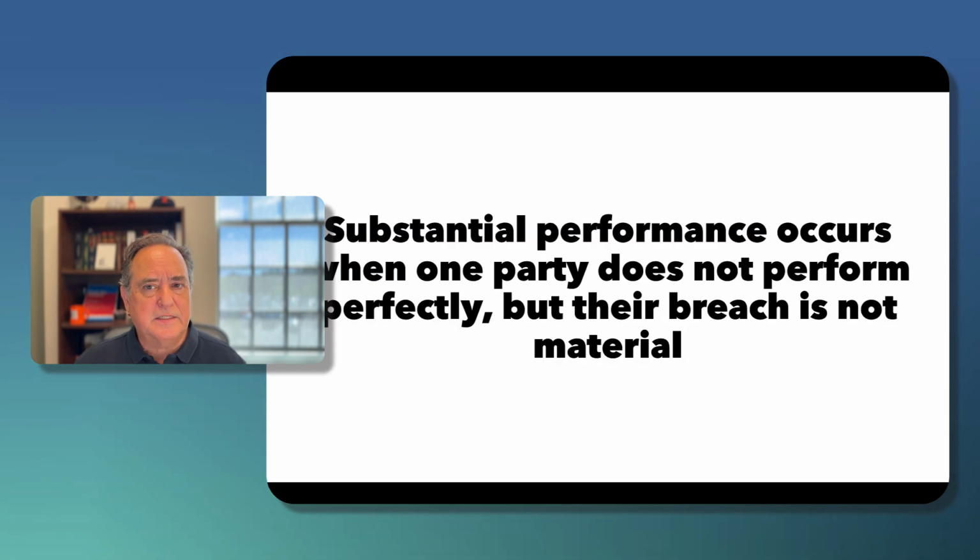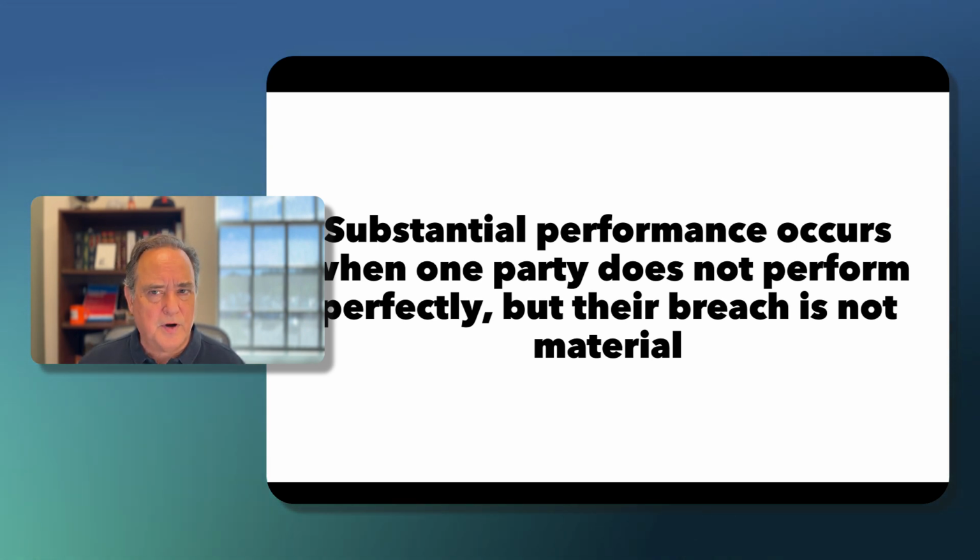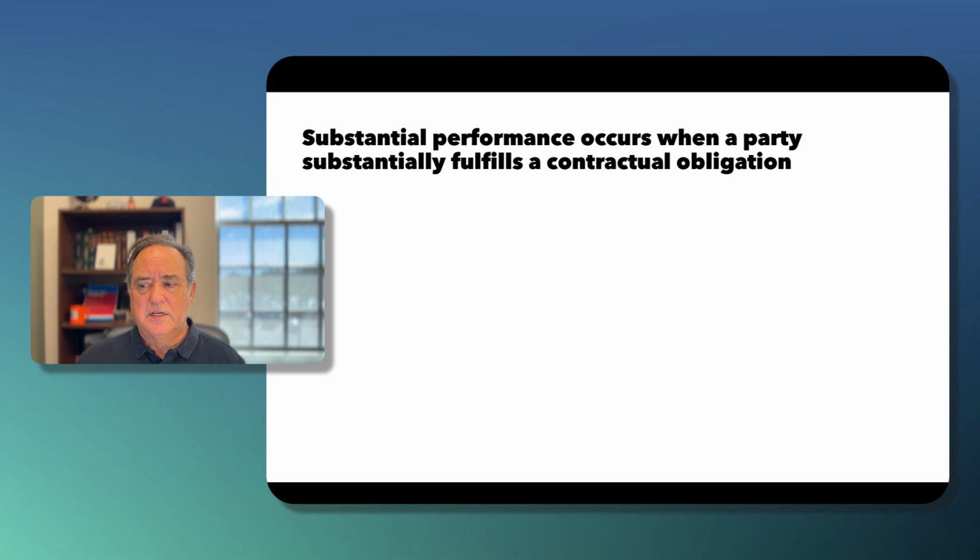Substantial performance. This is a very important aspect. Substantial performance occurs when one party does not perform perfectly, does not render perfect performance, but their breach is not material. Substantial performance occurs when a party substantially fulfills a contractual obligation. Now, substantially is an adverb, and it is necessarily a gray area. What does substantially mean? Well, we'll give you some ideas about how to determine whether that's true or not.